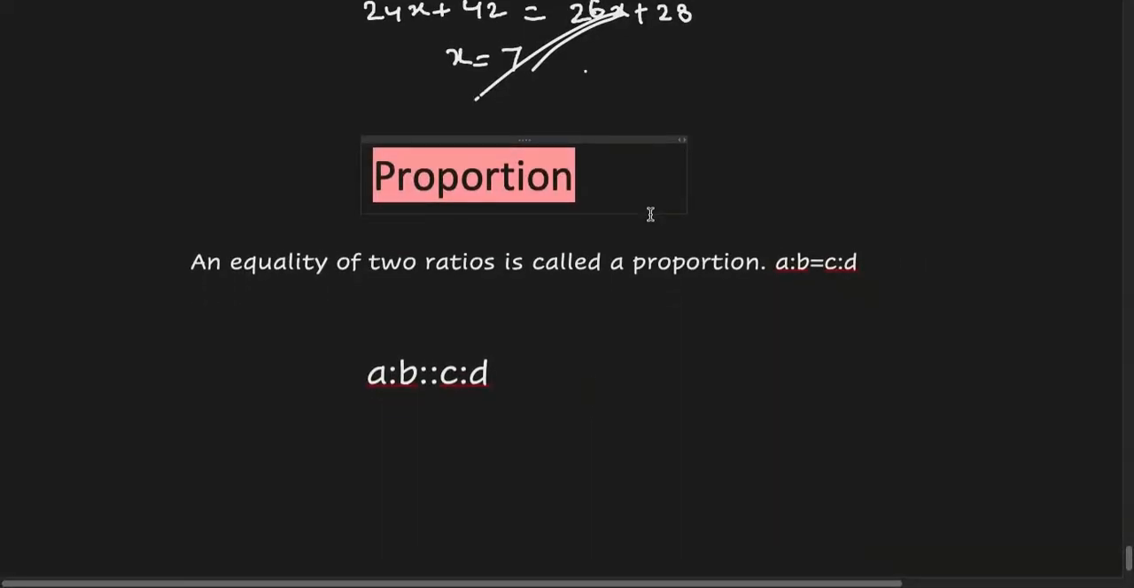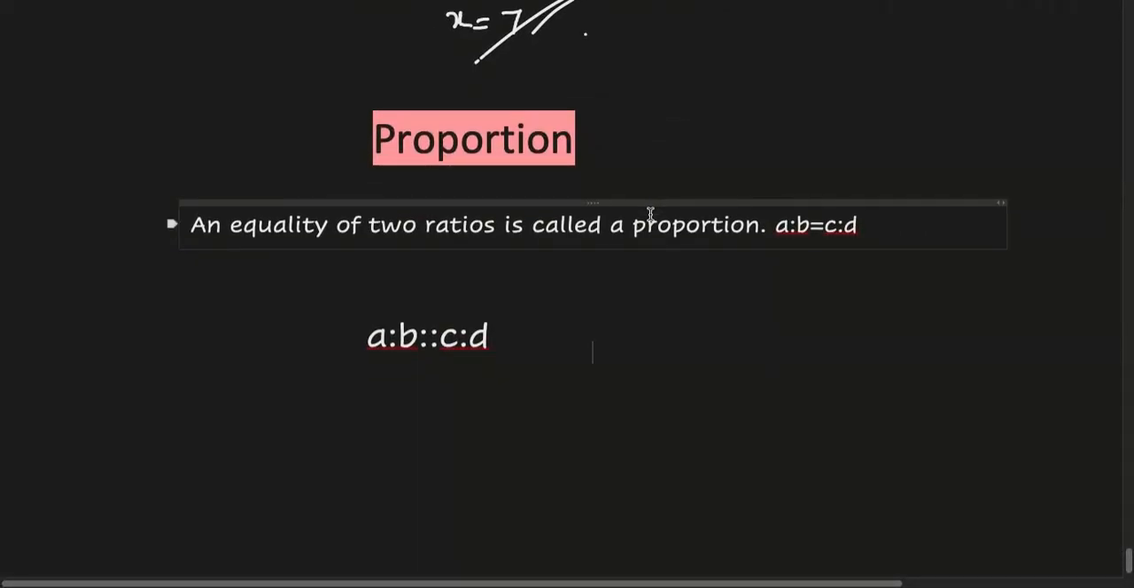As per the textbook, an equality of two ratios is called a proportion. For example, you know very well what ratios are. Ratios are fractions, and you write them in this form: A is to B equal to C is to D. When two ratios are equal, they are in proportion. Whenever something is in proportion, we denote it with this sign, four dots, and we read it as "as". So here we read: A is to B as C is to D, which means how A and B are related is the same as how C and D are related. This is known as proportion.